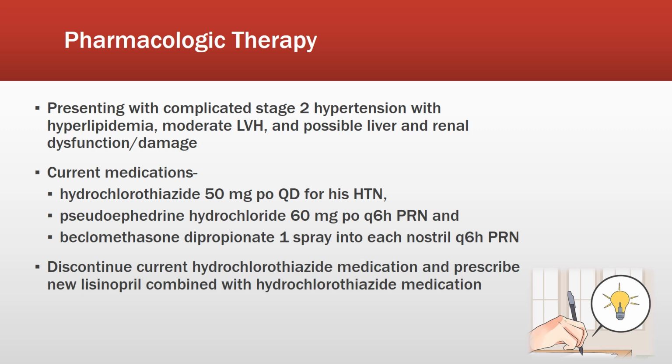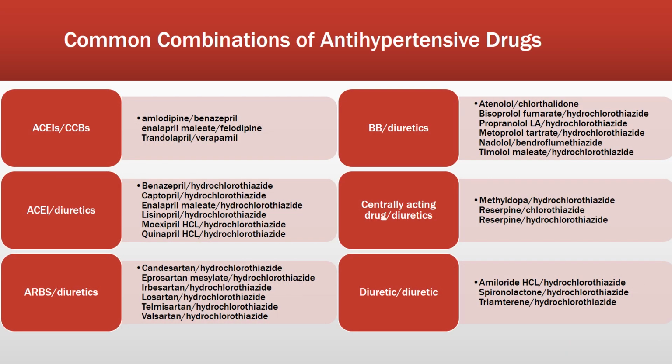I would take EW off his current hydrochlorothiazide medication and prescribe an ACEI, lisinopril, combined with hydrochlorothiazide medication. Cost of antihypertensive medication should always be considered when selecting one. Generic and combination drugs can help reduce cost.